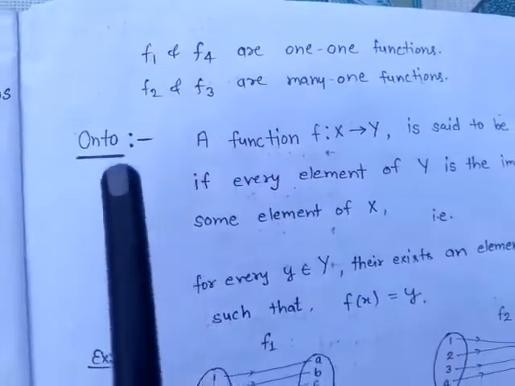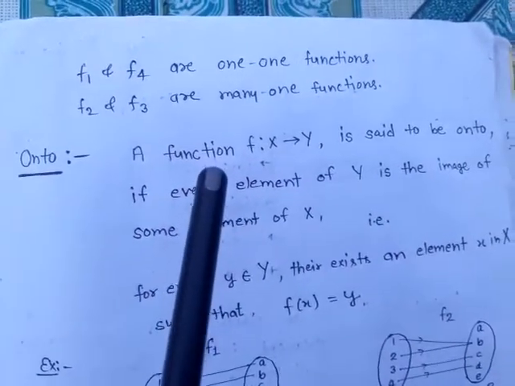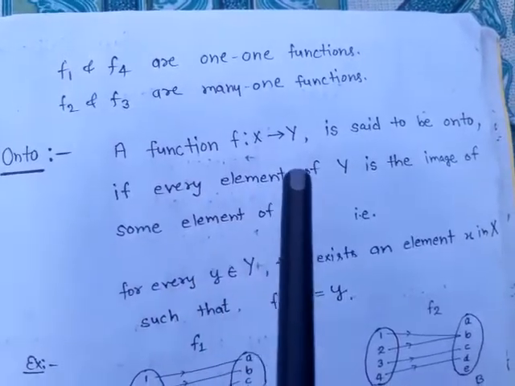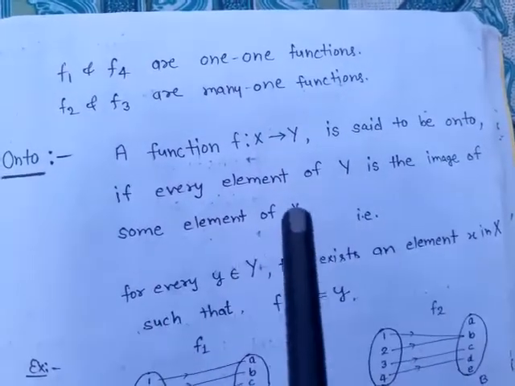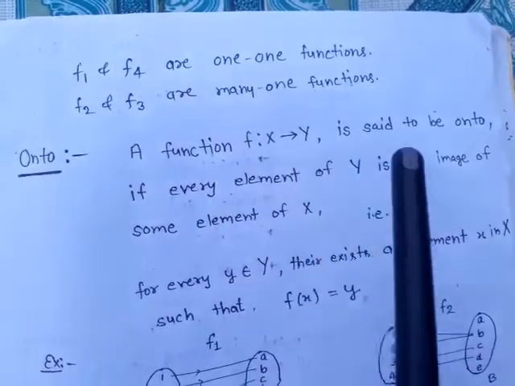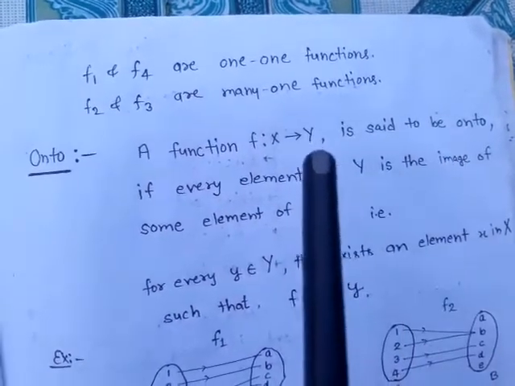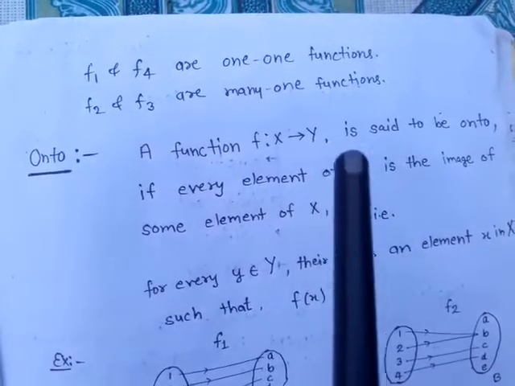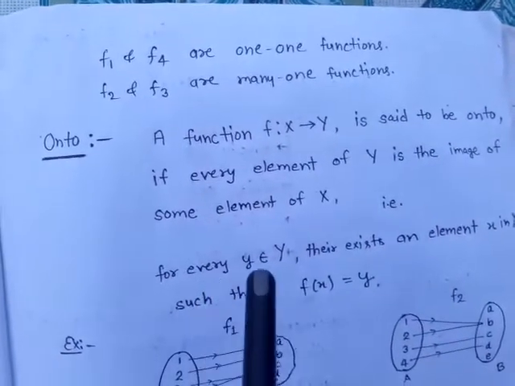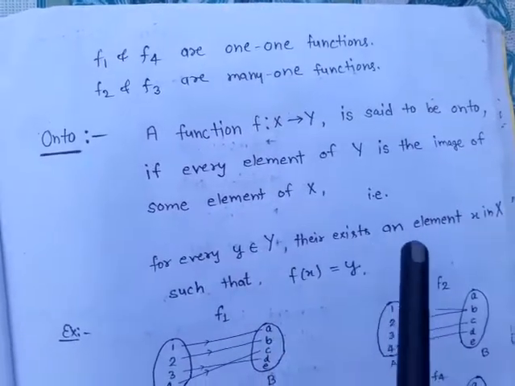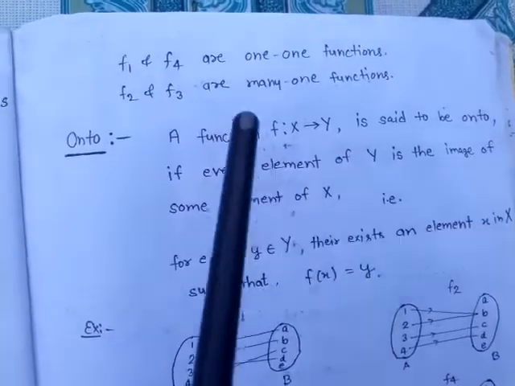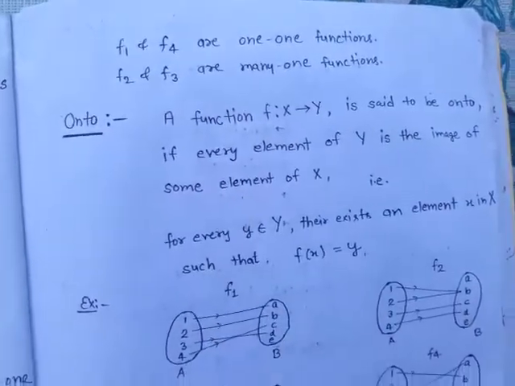Now we move on to what we discussed earlier. What is onto function? A function f such that X tends to Y is said to be onto if every element of Y is the image of some element of X. That is, for every element of Y there is an image of some element of X. This can also be written as: for every y belonging to capital Y there exists an element small x in X such that f(x) is equal to y. This can also be made clear with examples.